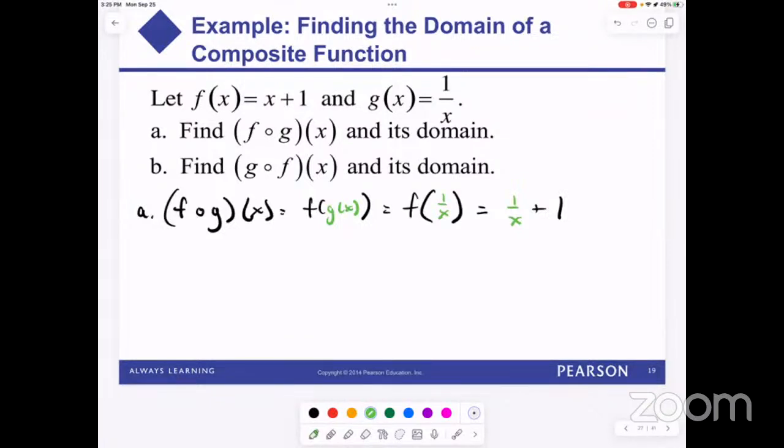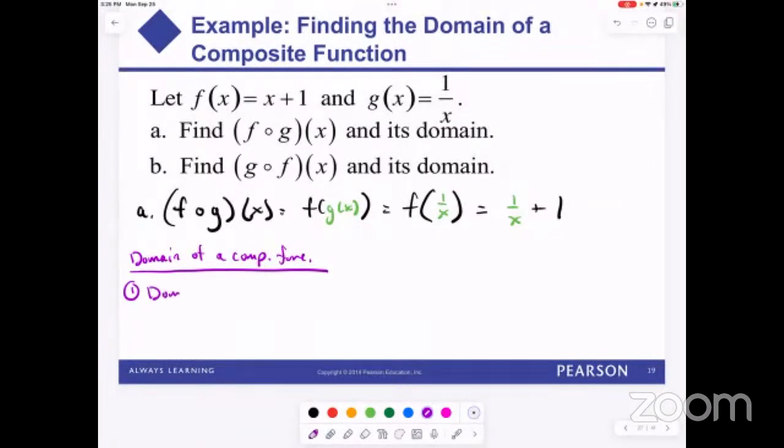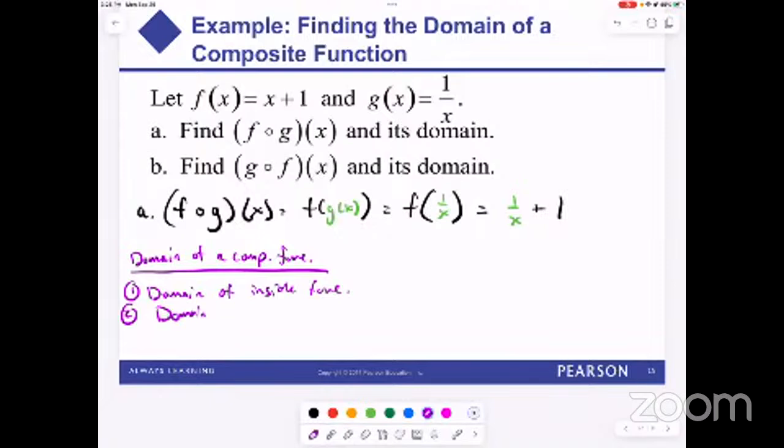When I'm trying to find the domain of a composite function, I do the following. 1, I find the domain of the inside function. 2, I find the domain of the simplified function. And 3rd, I take their intersection of those 2 sets.